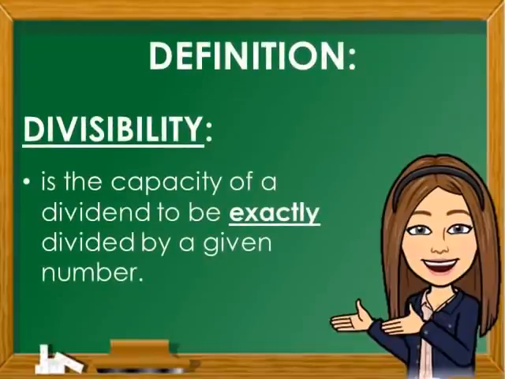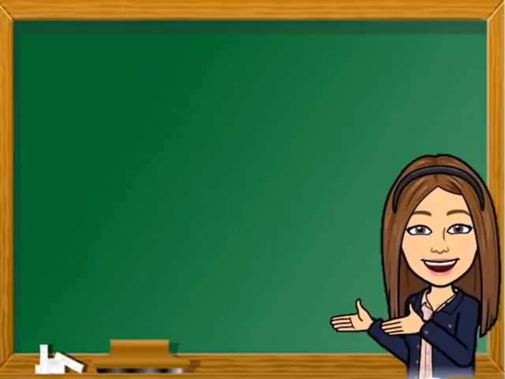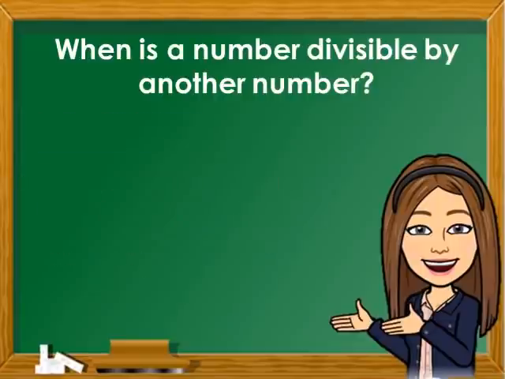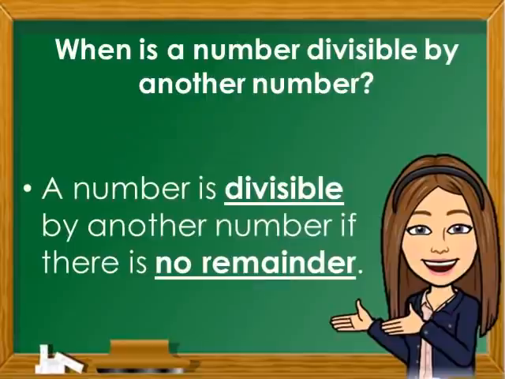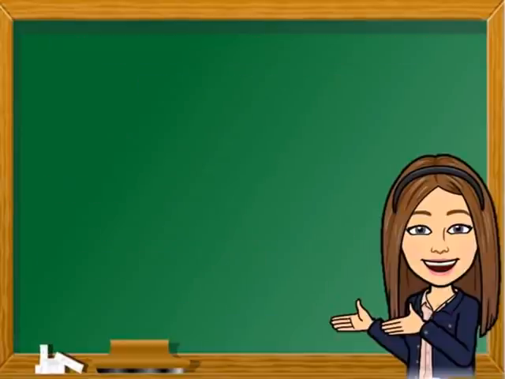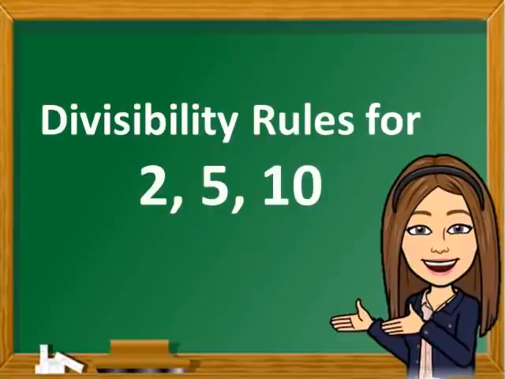Let's define the word divisibility. Divisibility is the capacity of a dividend to be exactly divided by a given number. When is a number divisible by another number? We can say that a number is divisible by another number if there is no remainder. Let's begin to study the divisibility rules for 2, 5, and 10.